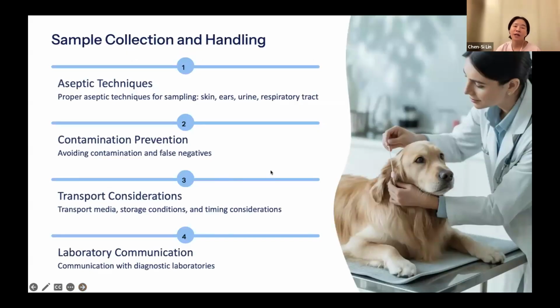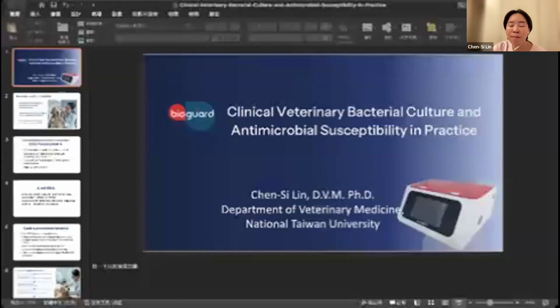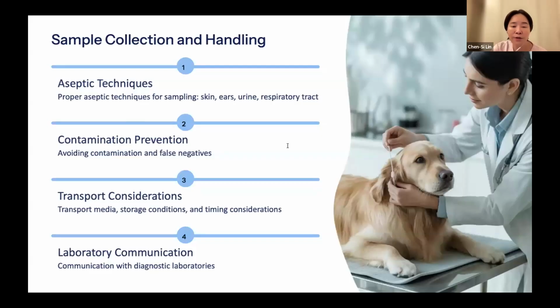So actually, I think, just as I mentioned, to know what kind of bacteria are in the infection cases and what kind of antibiotics we should use is the most important thing to prevent the increase of antibiotic resistance. But the first step that we need to know is how to perform the proper sample collection and handling.